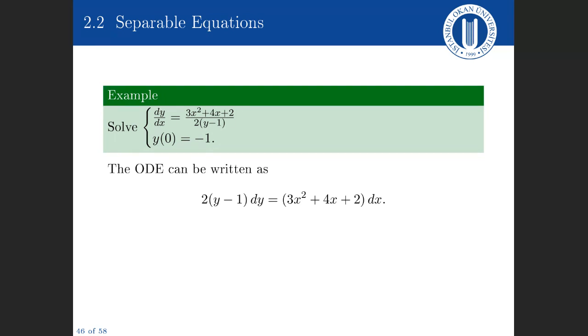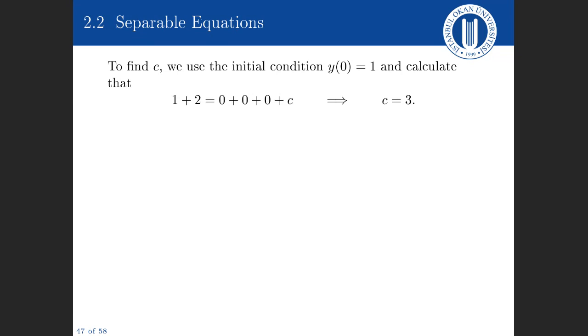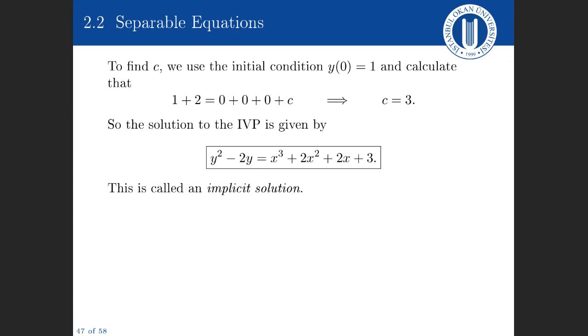I'm just going to separate the variables. Move all of the y terms to the left and all of the x terms to the right. And then I'm going to integrate. I get y squared minus 2y is equal to x cubed plus 2x squared plus 2x plus c. To find the constant c, we use the initial condition, and I'll leave it for you to check that we must have that the constant c is equal to 3.